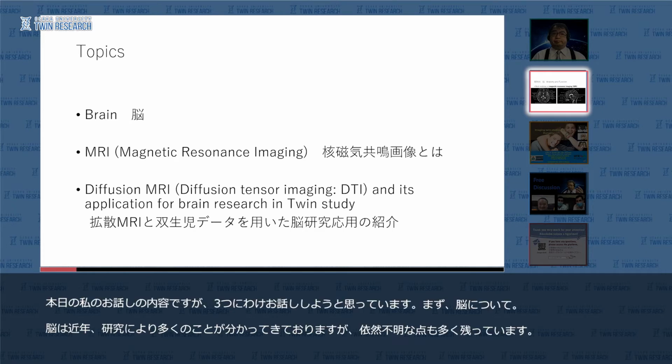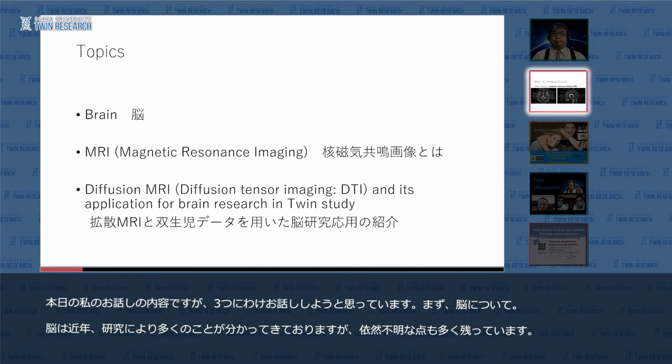In this presentation, I'll talk about brain imaging and research. Actually, magnetic resonance imaging is useful to get a variety of brain information, such as structure or its function. So let me move on to today's topics.